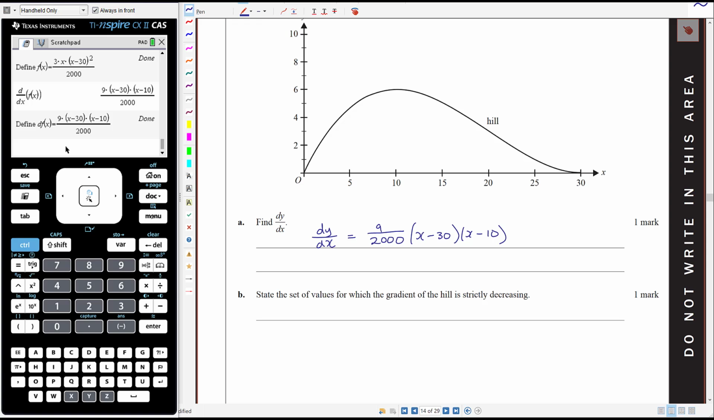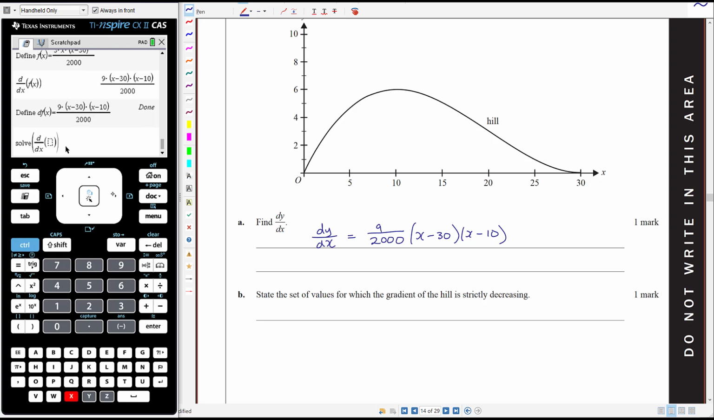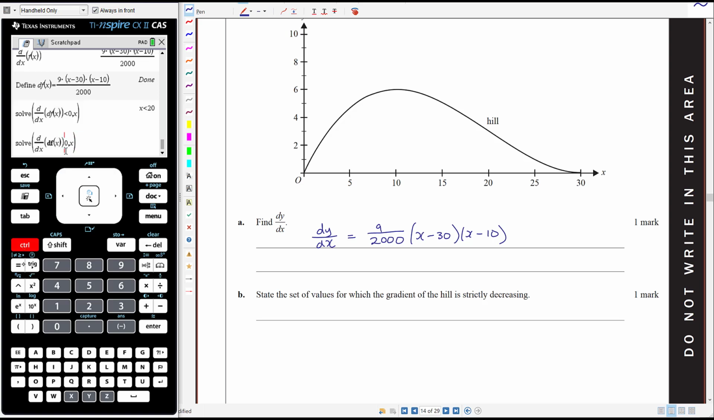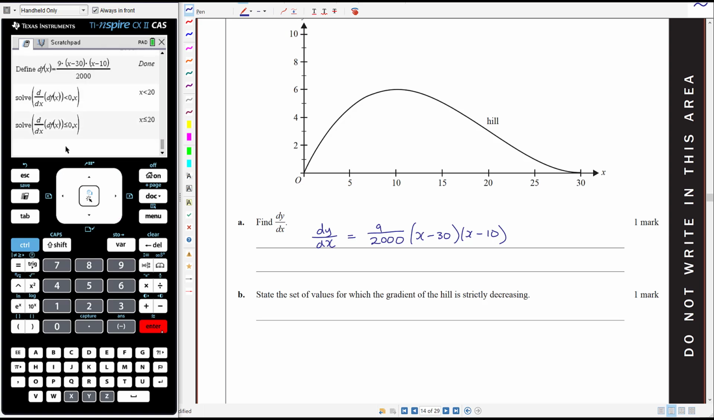So actually what you wanted to do was to solve where the derivative of the derivative is less than 0. It's actually less than or equal to 0 for strictly, but we'll just get this for now and interpret that. Okay, so that happens when x is less than 20. But as I said, when we do strictly decreasing, the derivative can actually be 0. You include the endpoints essentially because it's over what interval of values.